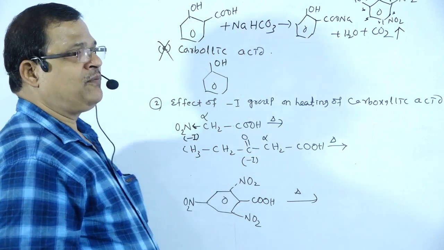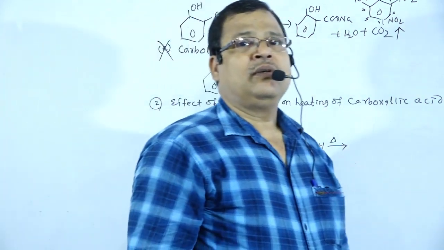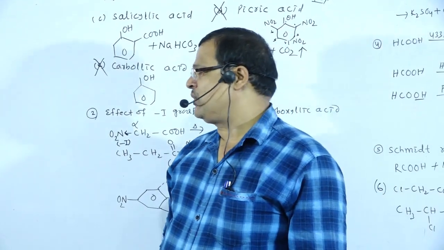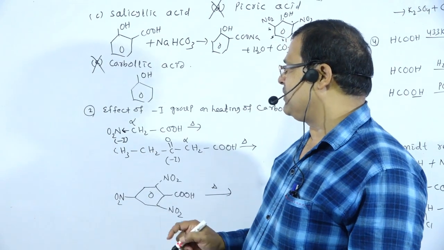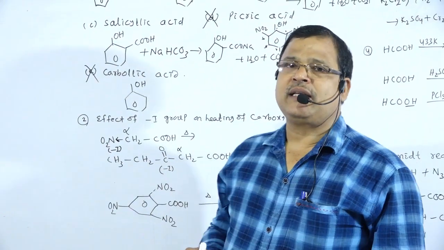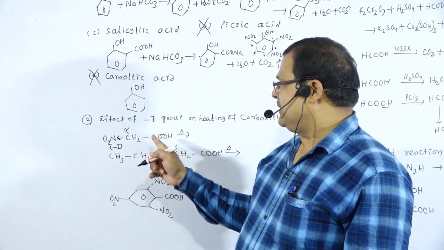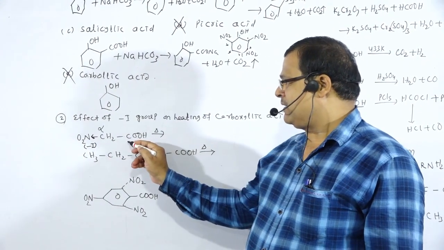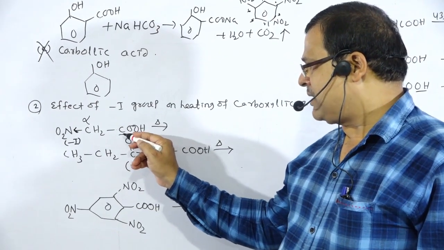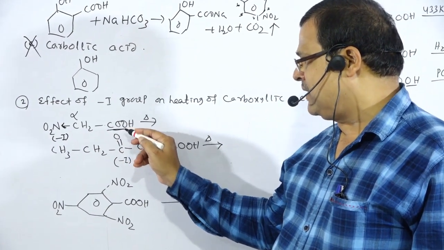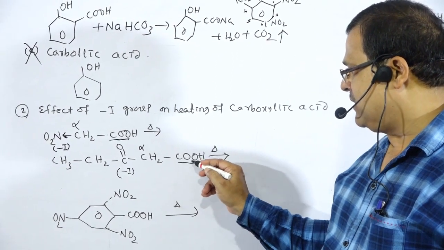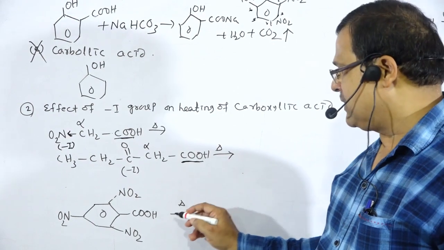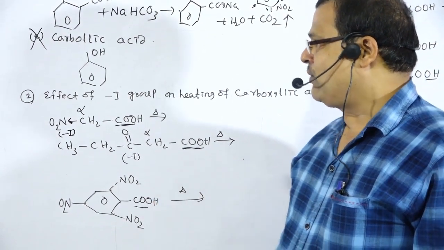So what is the effect on a carboxylic acid whenever the COOH group is attached with a -I group at the alpha position? In this particular case, what will happen? The COOH group attached at the alpha position, whenever it is heated, releases carbon dioxide gas. From that COOH group, CO2 is released. Then what will the product be?